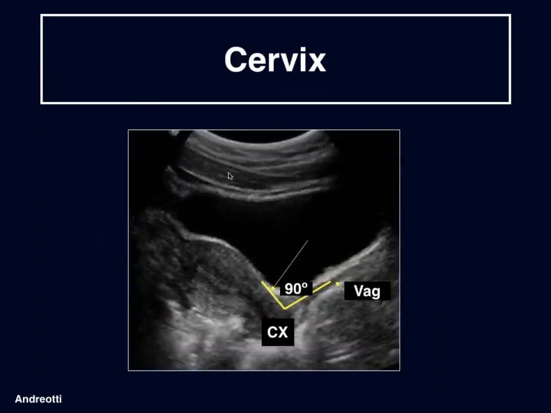So here we have the cervix, which is anchored at the angle of the bladder, right in here, the long arrow, by parametrial structures, and forms a 90-degree angle with the vagina. So here we can see this yellow line forming the 90-degree angle of the vagina and the cervix.